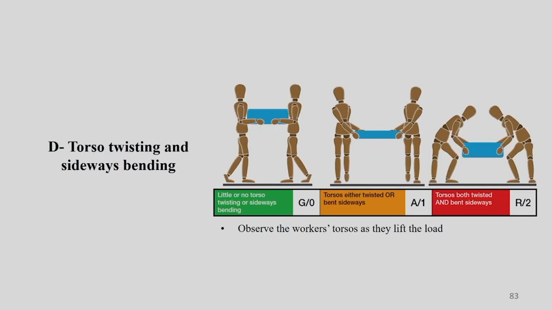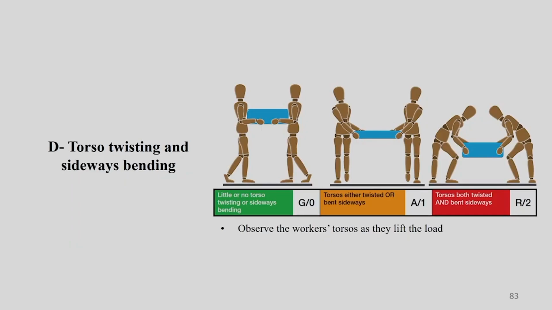Torso twisting and sideway bending. So little or no torso twisting or sideway bending, then it is G. G means green, and 0. Torso either twisted or bended sideward, a little bit, not much, in those cases it is amber and 1. Torso both twisted and bent sideways. So you are bending your whole body as well as twisting your body while doing this particular job. In that case it is red and value is 2.